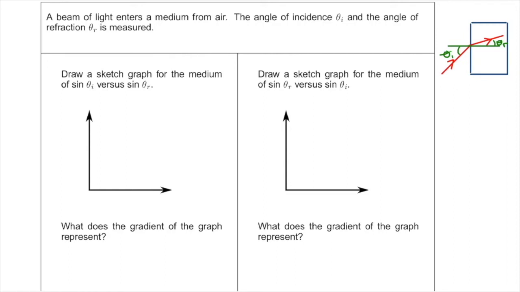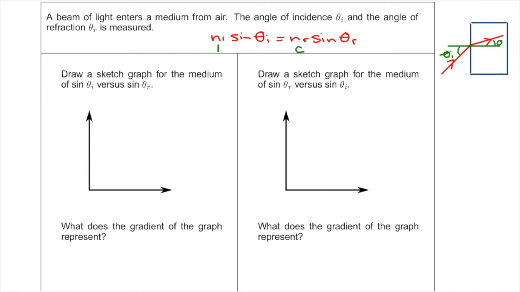In the first question, they ask us to draw a sketch graph for the medium of sine theta I versus sine theta R. Now we're looking at Snell's law. The refractive index of the air times the sine of that angle of incidence is going to be the refractive index of the medium times sine of that refractive angle. And since we're working from air, that n is going to be equal to 1, and that n is going to have a constant value because we're using the same medium with the same refractive index the whole time.